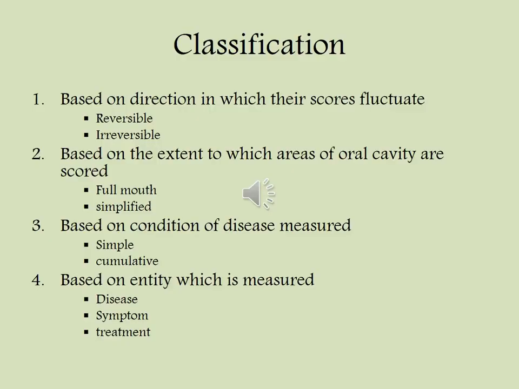The third classification is based on the condition of the disease measured. The indices are simple index and cumulative index. Simple index is an index in which only the present condition of the disease is recorded, and the cumulative index is an index in which the present and past condition of the disease are recorded. The fourth classification is based on the entity which is measured. The indices are disease index, symptom index, and treatment index.